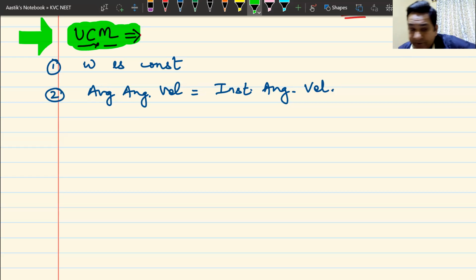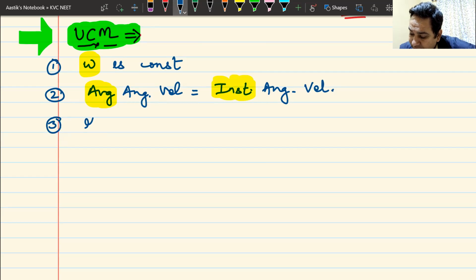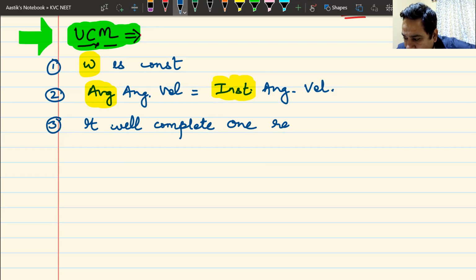Omega is constant. Oops, wrong color. Omega is constant. Average angular velocity is equal to instantaneous angular velocity. Third point I can write, it will complete one revolution in a fixed time. Always it will complete one revolution in a fixed time.